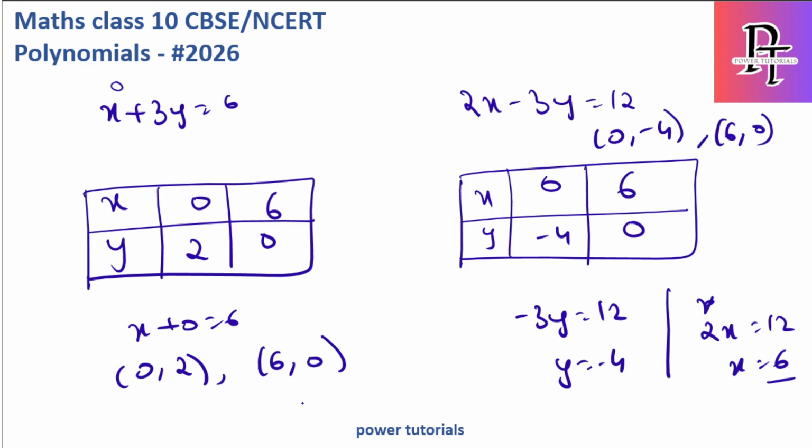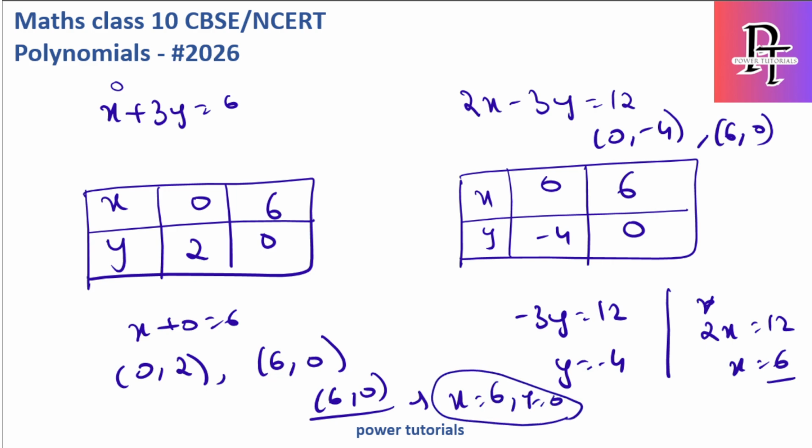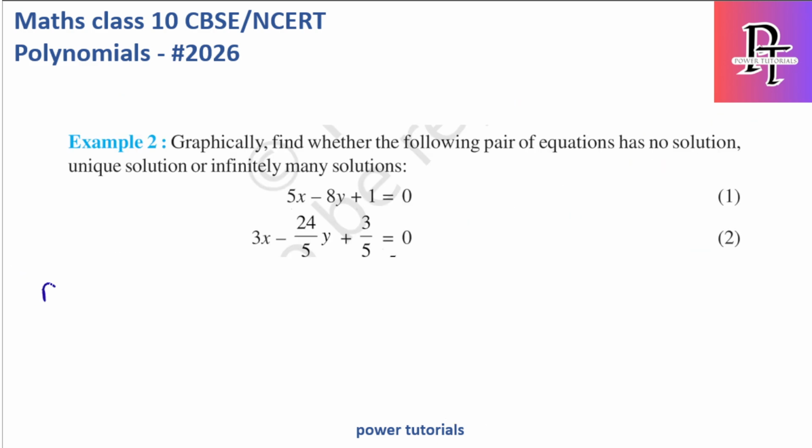So from the graph we got the solution (6, 0), where x is equal to 6 and y is equal to 0. Okay, next is the second condition. Second example question: graphically check whether the following pair of equations has no solution, a unique solution, or infinitely many solutions. Okay, so here also let's do this.